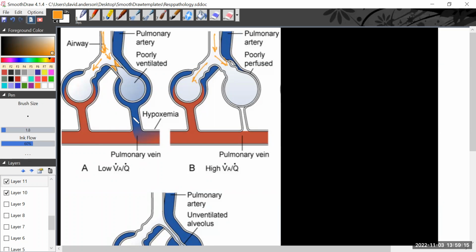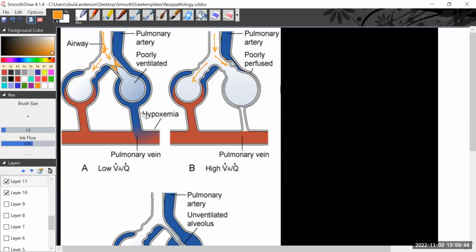So the pulmonary vein, rather than dilate, which you might expect to see if it was down at a tissue, we're going to see a constriction. And the goal of the constriction is to try and reestablish that 1-to-1 ratio. In other words, we're not going to flow blood to an area that's poorly ventilated because exchange isn't going to work. It's a waste of energy. It's a waste of attention in the lung tissue.